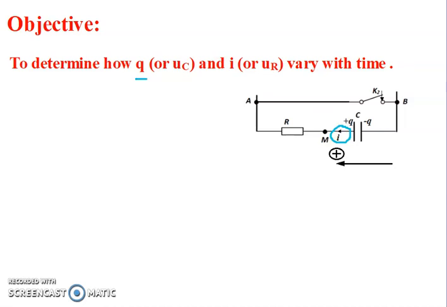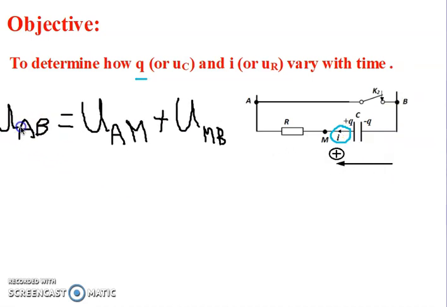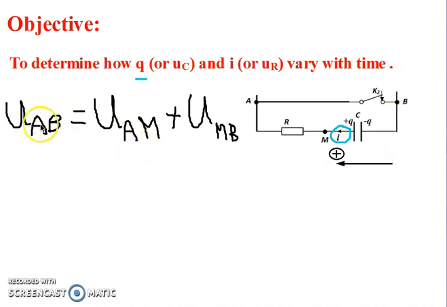So in the law of addition of voltage, notice here UAB equals UAM plus UMB, right? So UAB equals UAM plus UMB. But be careful here. UAB, here is UAB. There is what here? There is a closed switch. Means we have a connecting wire. Now what is the voltage of the connecting wire? Yes, 0. So this is 0.